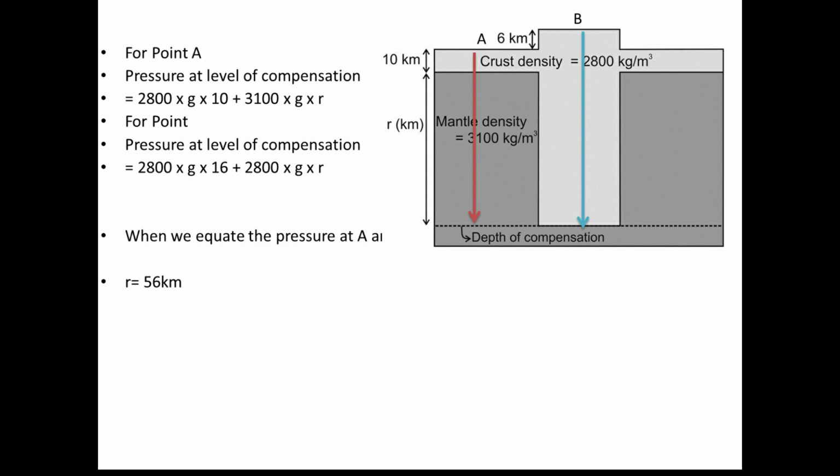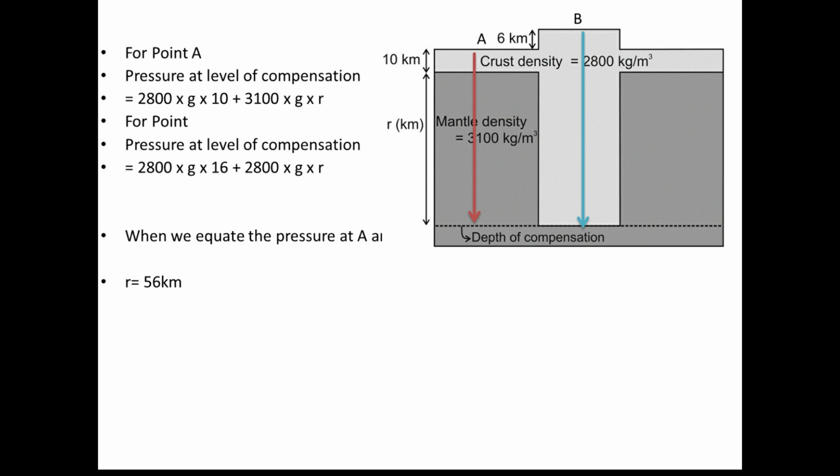And similarly, for point B, the plateau has an anti-root too, and for this point, we will calculate only the crust density. Because as you can see, the total body is made up of only one type of material, and that's why the density is the same throughout. So the pressure at the level of compensation for point B will be 2800 into g into 16, because of the 10 kilometers of the crust and 6 kilometers above the crust, plus 2800 into g into r. Here 2800 is the crust density, g is the acceleration due to gravity, and r is the root, that is the part that is inside the mantle.